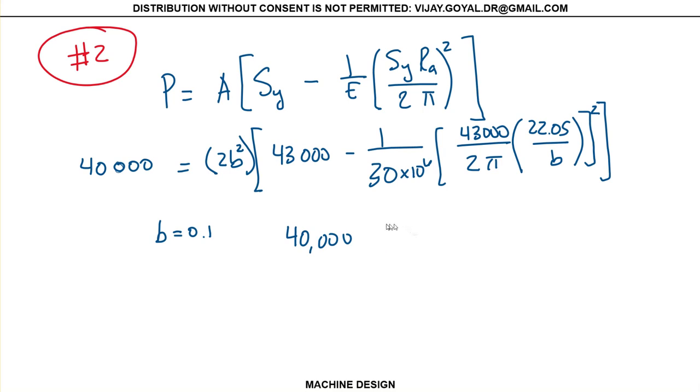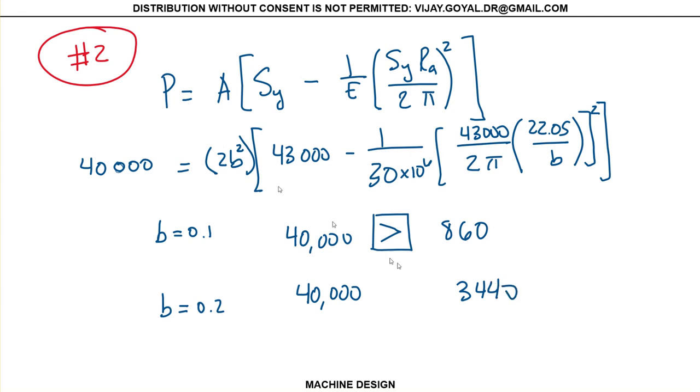On my right-hand side, I got 680. This is bigger than this. They are not equal, so I need to keep iterating. So then B is 0.2, I got 40,000, and then I got here 3440. And this is still bigger, right, this value. Then I'm going to keep iterating. And as I iterate, I find the following.